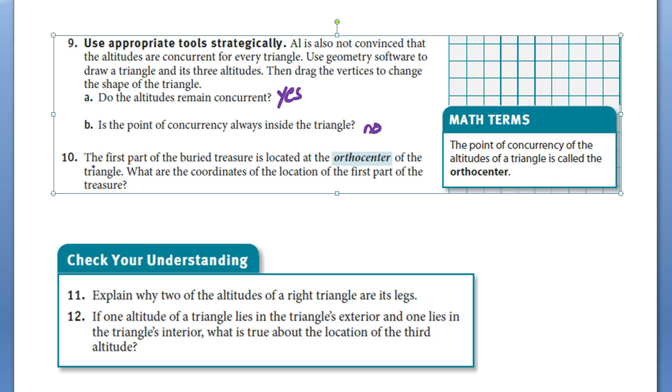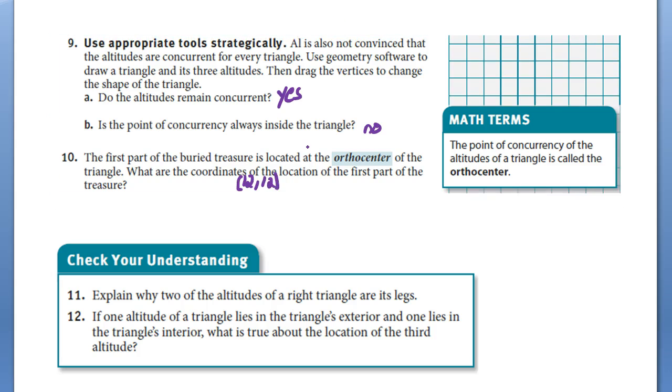Number 10, the first part of the buried treasure is located at the orthocenter of the triangle. Over here in the green box on the side, that's what you call the point of concurrency of the altitudes. The vocabulary term is the orthocenter, the point where the altitudes intersect. So the answer here, what are the coordinates of the location of the first part of the treasure? That would be the (12, 12) that we figured out.